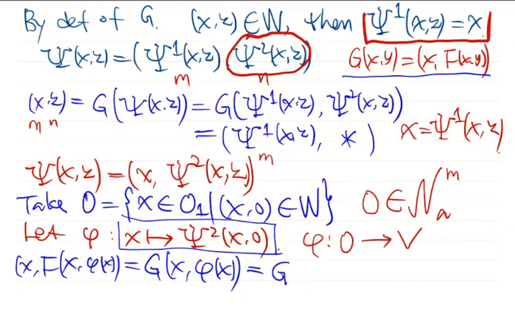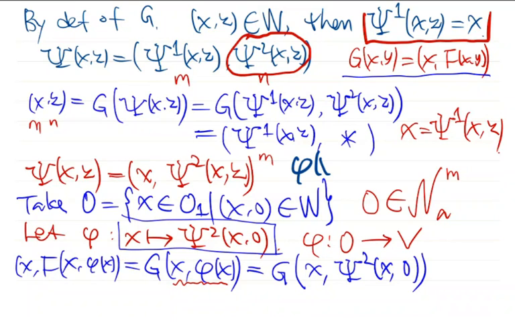G, we copy G here, but x also copy. But the phi x by definition is psi2 x0. Okay? The x phi x, by the definition of phi x, is psi2 x0. I emphasize this: phi x is psi2 x0. Okay, so we have this equality here.